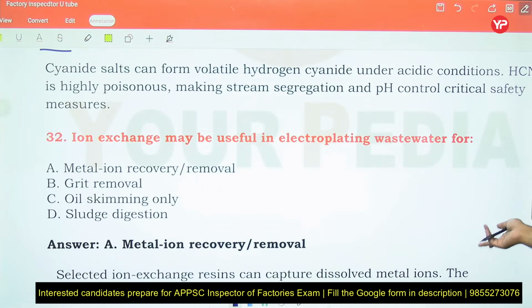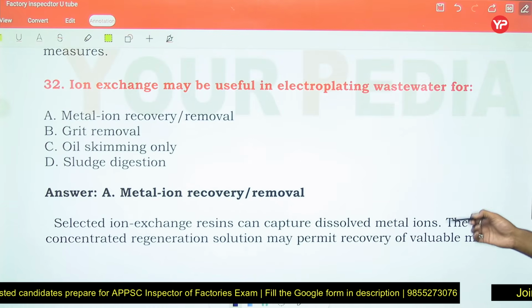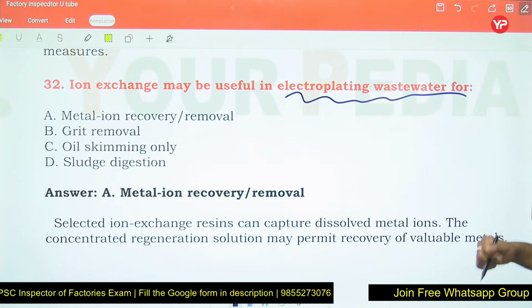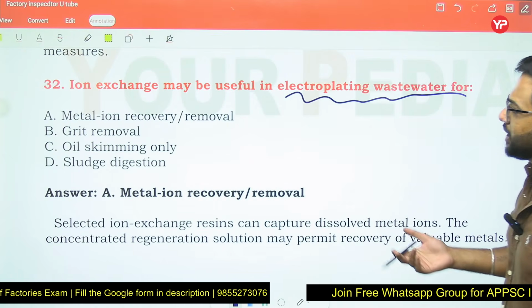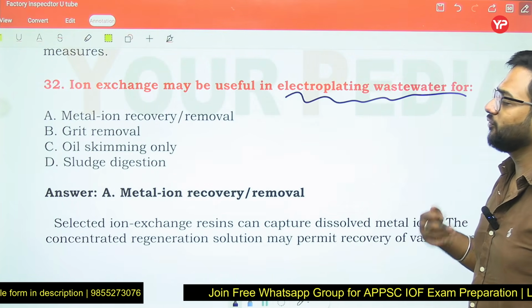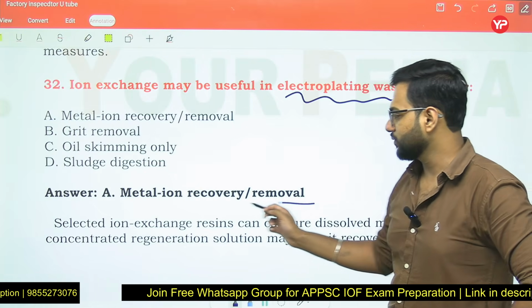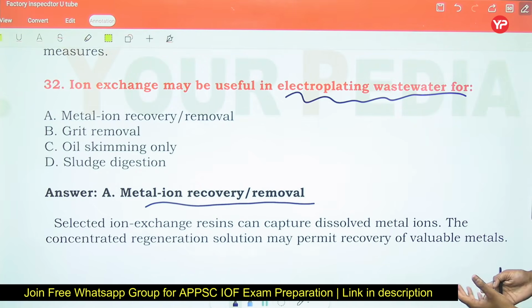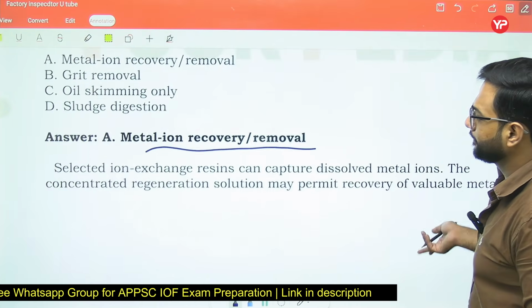Ion exchange may be useful in electroplating wastewater. In electroplating wastewater that releases a high amount of metals, ion exchange may be useful. Yes, but for which purpose? For metal ion removal. Ion exchange is generally used for the removal of ions.